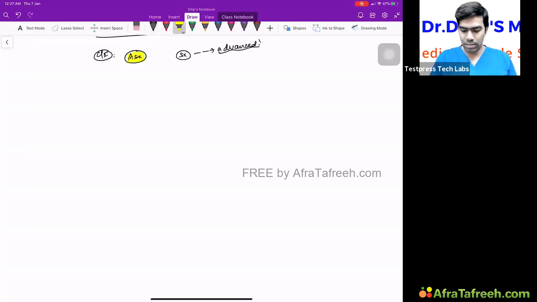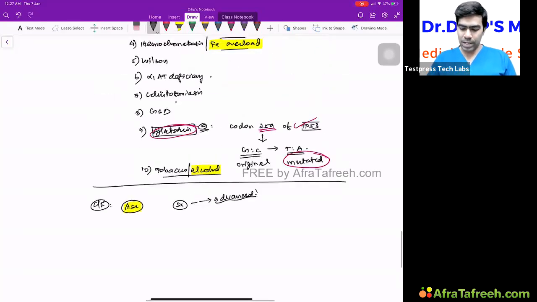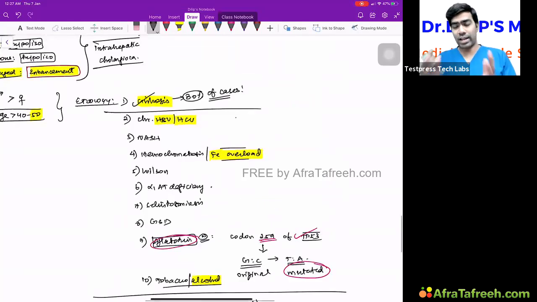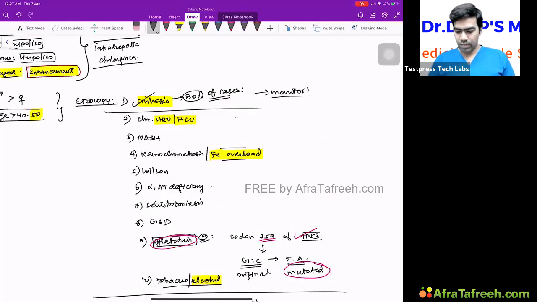Most of them will be asymptomatic. That is the reason why monitoring is very important, especially when a patient has cirrhosis, or when you're making a diagnosis of cirrhosis, you need to monitor these patients for HCC.